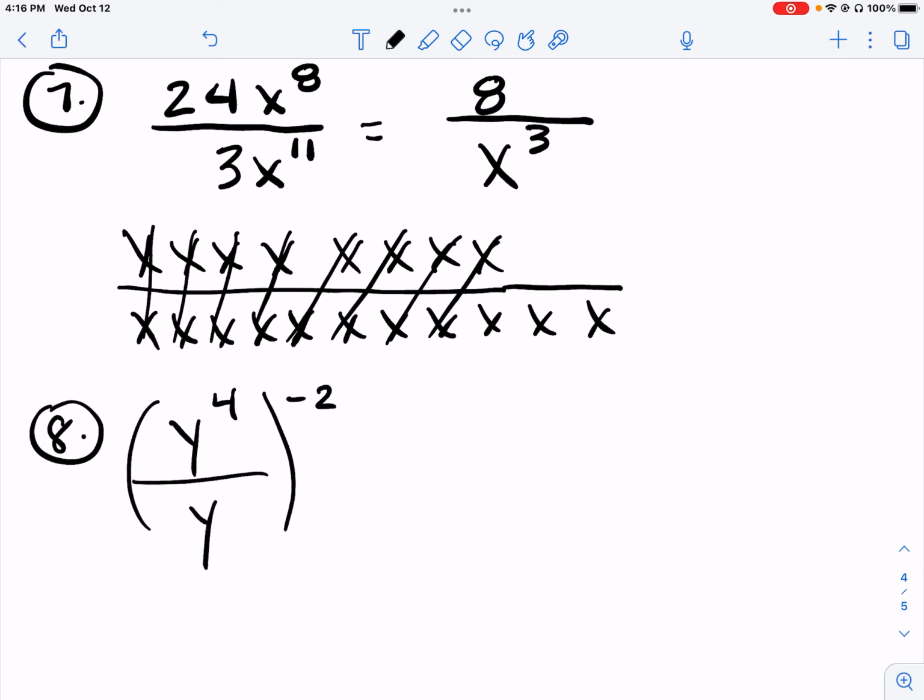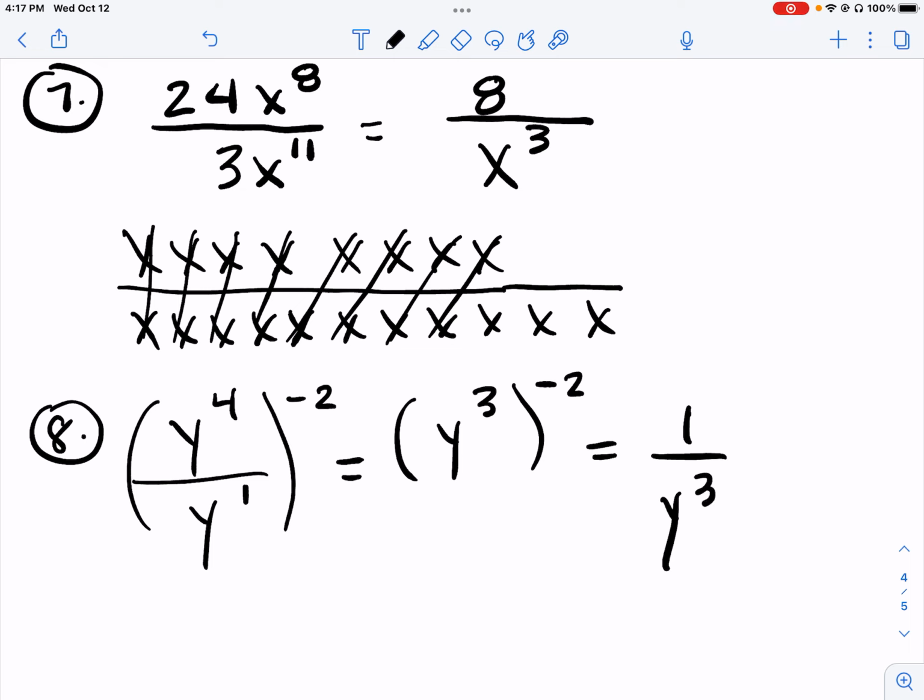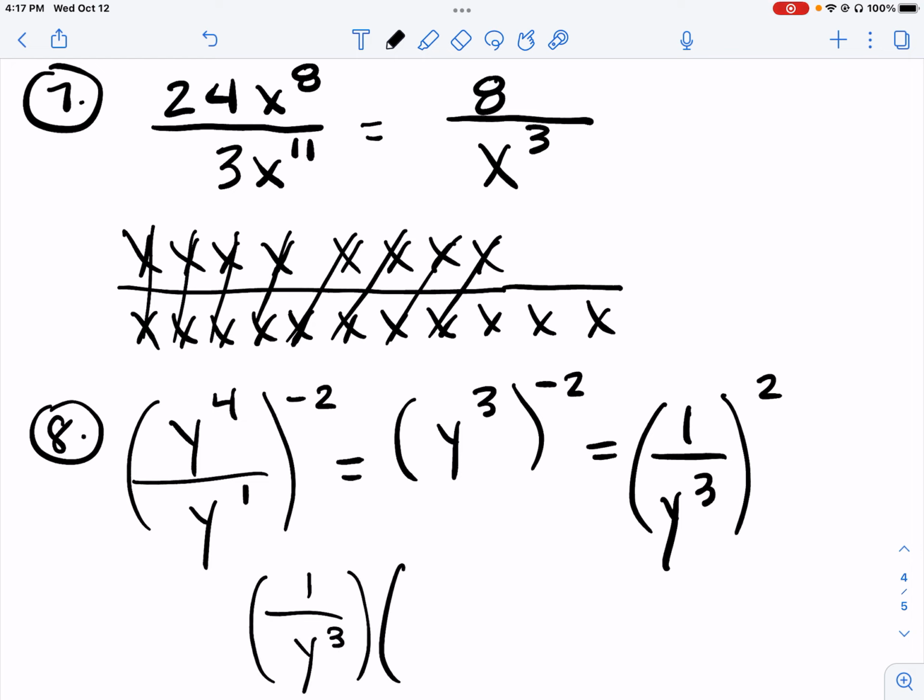Okay, we always simplify inside. y^4 over y^1 would be y^3 because 4 minus 1 is 3. Okay, it's being raised to the negative 2. That means we flip it and make it a positive 2. You always flip a negative exponent. 1 times 1, and then since we're multiplying, we're going to add those 3s, 3 plus 3.